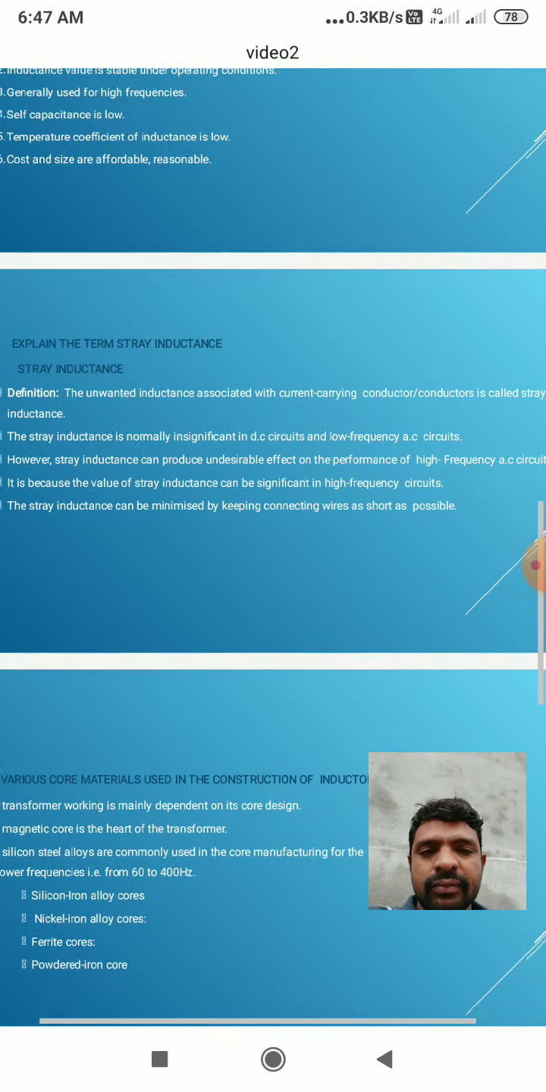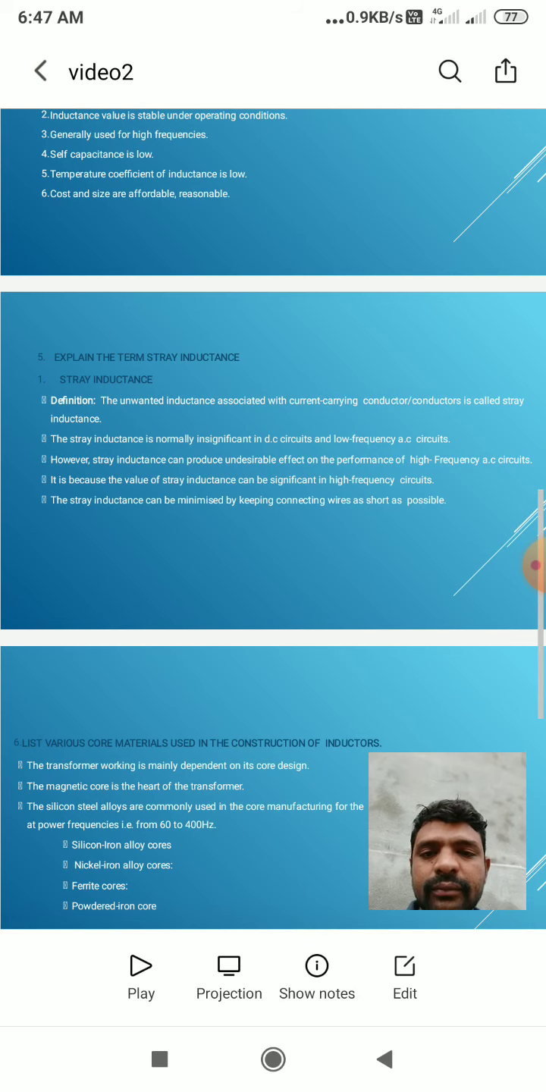Explain the term stray inductance. The unwanted inductance associated with a current carrying conductor or conductors is called stray inductance. That means the unwanted inductance associated with current carrying conductors, meaning any conducting wire which has unwanted inductance associated. That's why this inductance value is called stray inductance.